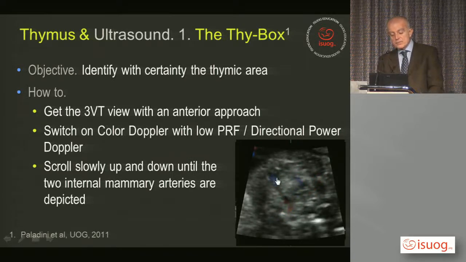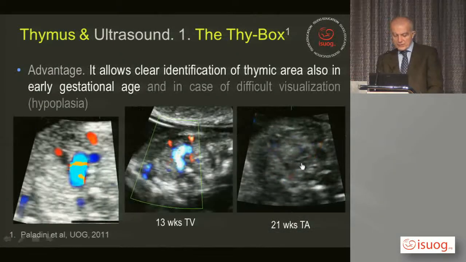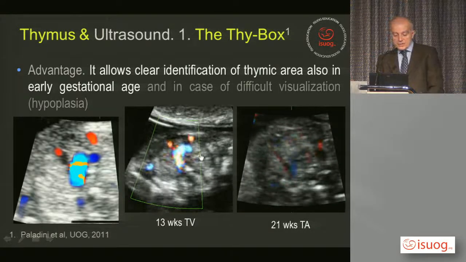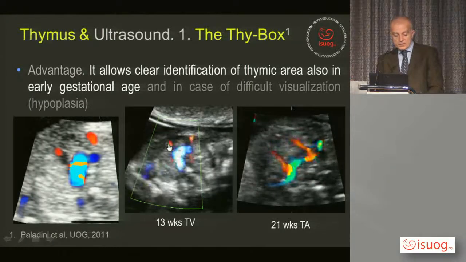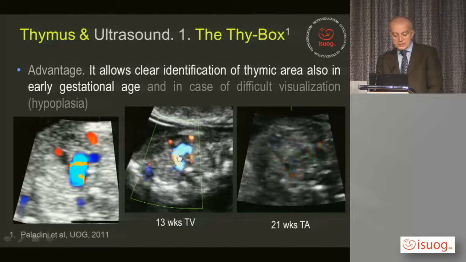This is quite important for you to be confident that there is a reasonable amount of thymus in front of the neck vessels here. And once you've become familiar with the technique, you can also apply it in early gestation. And these are two cases, transvaginal examination. You see here the two dots of the two internal mammary arteries in front of the neck arches here, and this is another case.